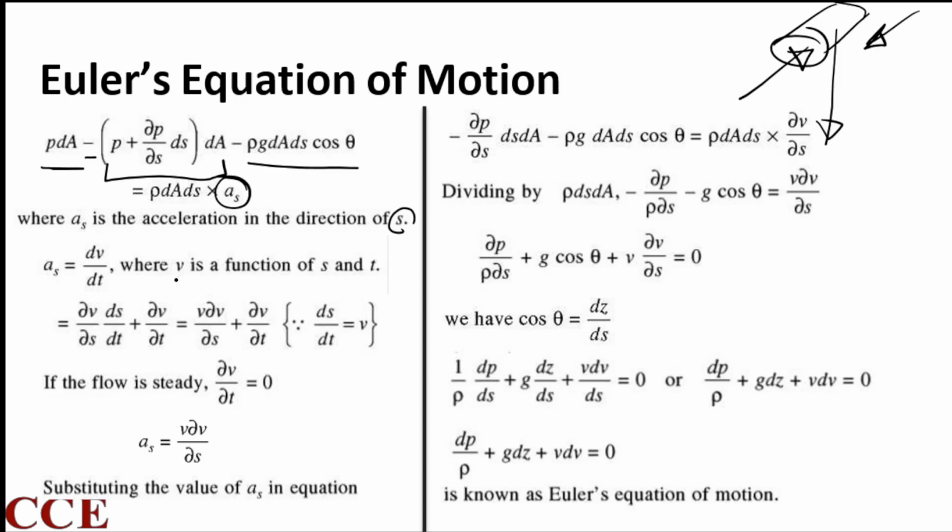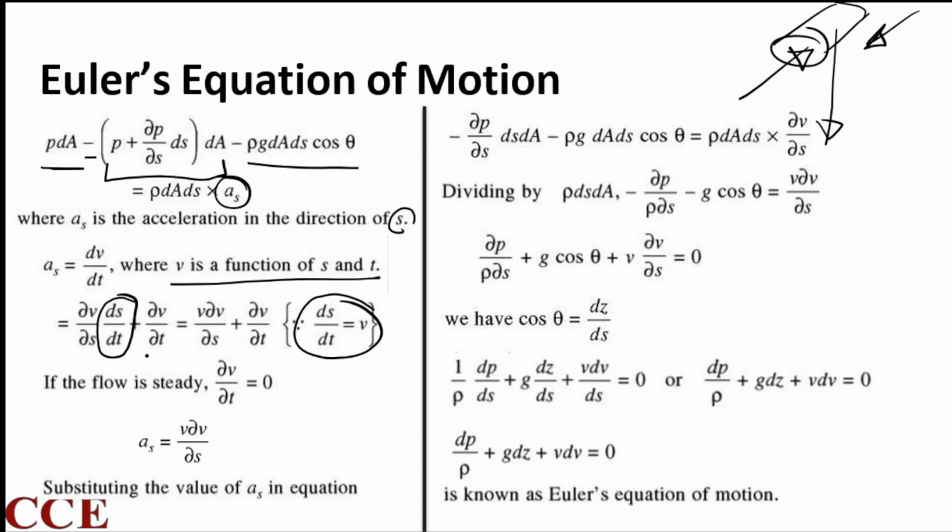Here we know that v is a function of s and t. So acceleration is equal to ∂v/∂t, which can be written as ∂v/∂s into ds/dt plus ∂v/∂t. If we put ds/dt equal to v, the equation becomes v ∂v/∂s plus ∂v/∂t.